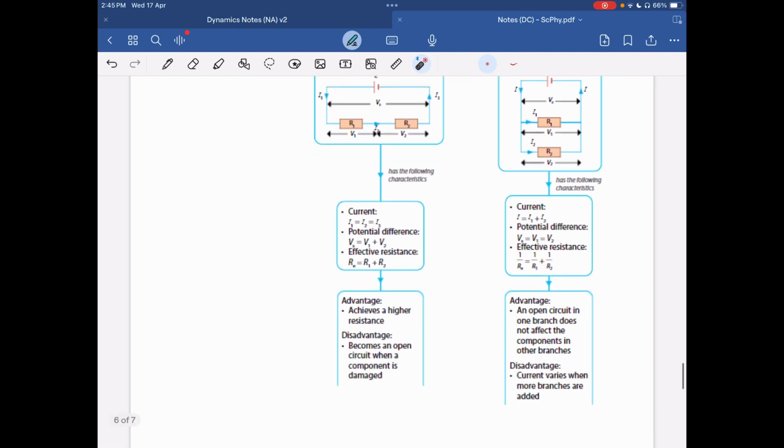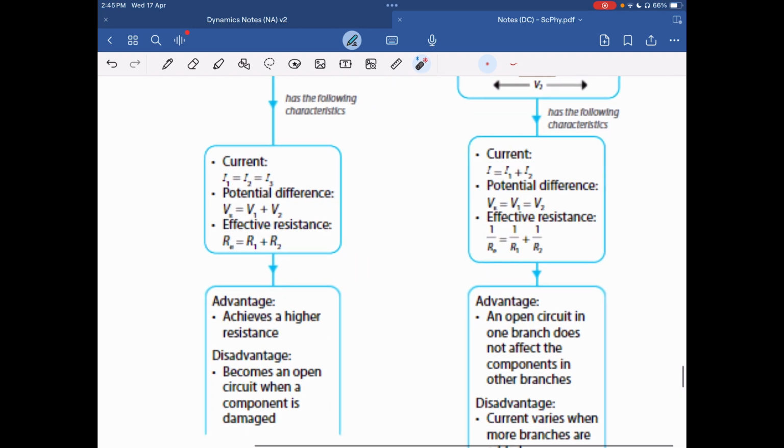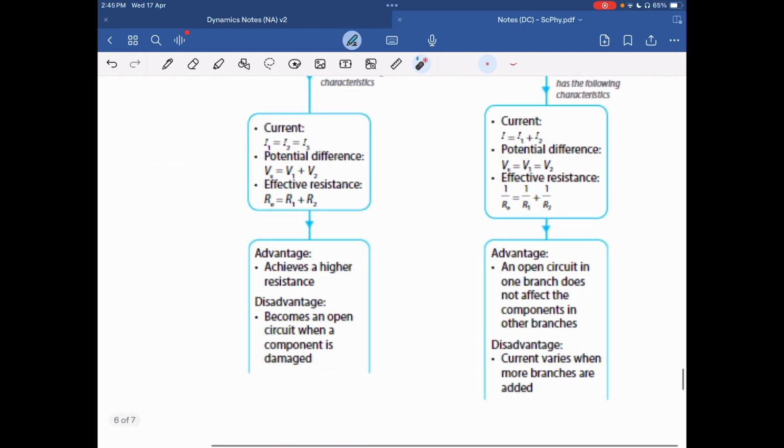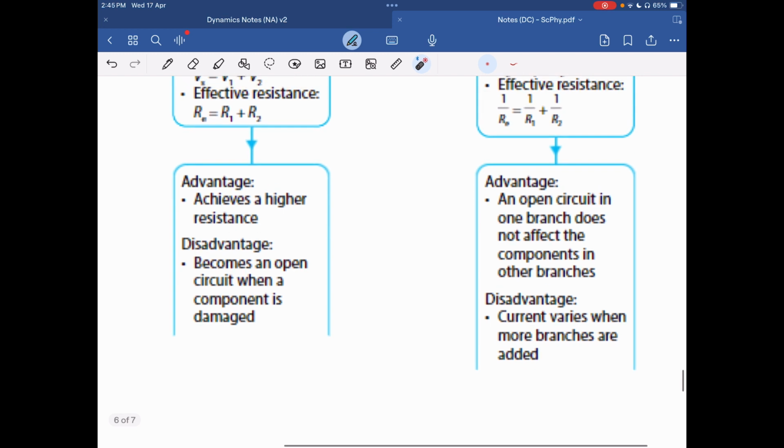Okay, series and parallel. Okay, this is a key summary. So for series, current at every point is the same. Potential difference is the sum. Effective resistance is also the sum. For parallel, current is the sum. Potential difference is the same. The effective resistance is the sum of the reciprocals. Okay, knowing the advantages and the disadvantages. Right, that's all.